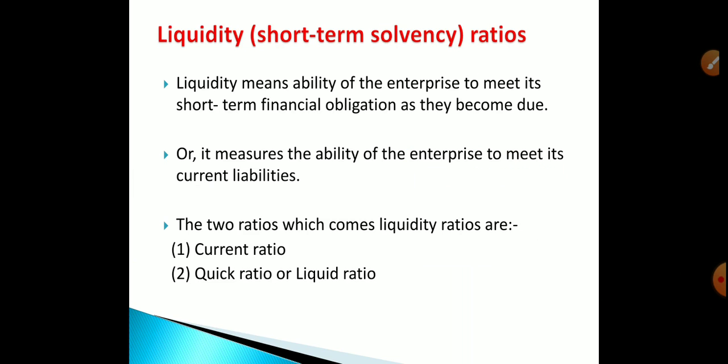Today in this part I am going to discuss liquidity ratio, also known as short-term solvency ratios. So what are liquidity ratios? Liquidity means the ability of the enterprise to meet its short-term financial obligation as they become due. Or we can say that it is the ability of the enterprise to meet its current liabilities. There are two types of ratios which come under liquidity ratio. One is current ratio, the second one is quick ratio or liquid ratio, also known as acid test ratio.